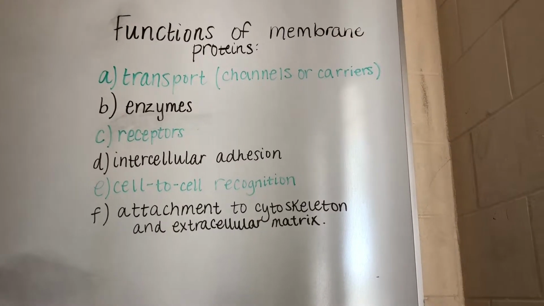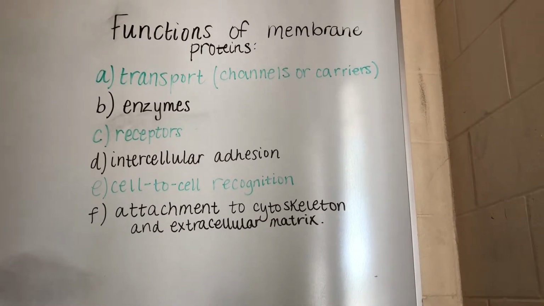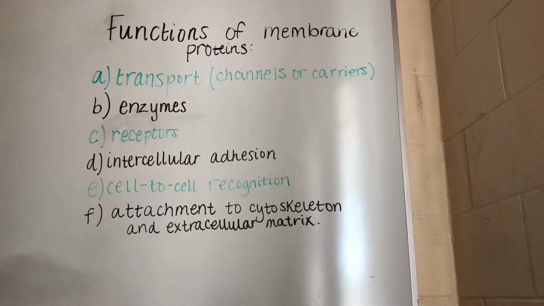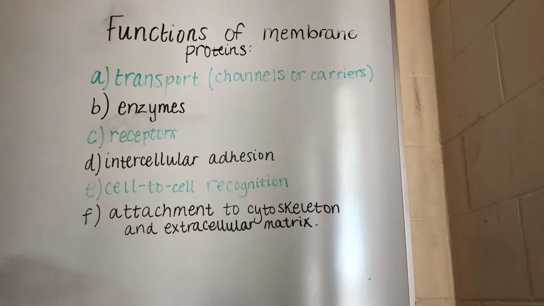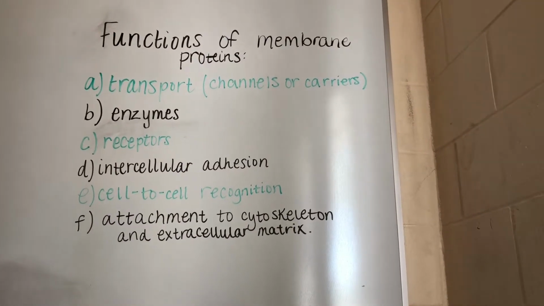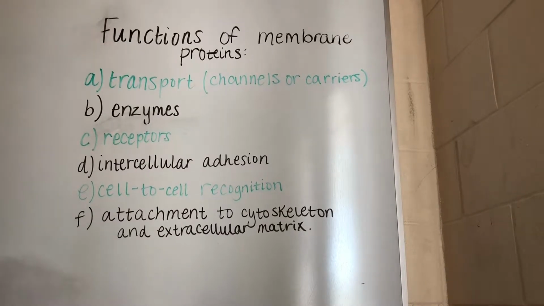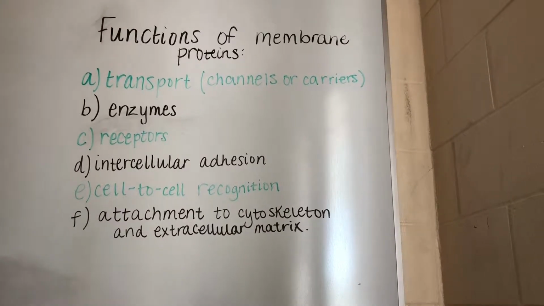D. Intercellular adhesion. This joins cells together. E. Cell-to-cell recognition. This is how cells recognize each other. F. Attachment to cytoskeleton and extracellular matrix. Microvilli increase the surface area of the cell, making more room to absorb things.